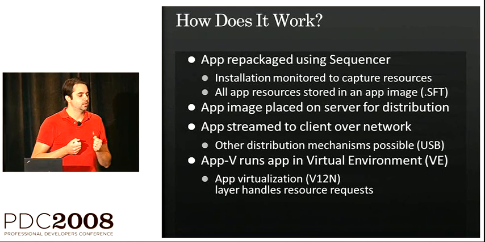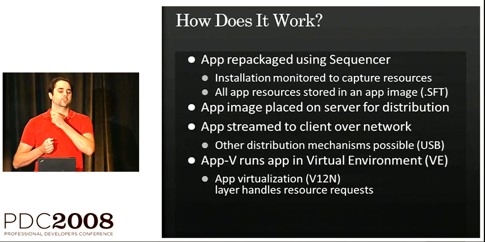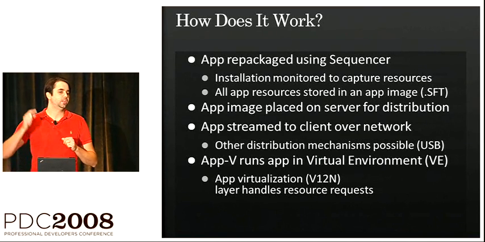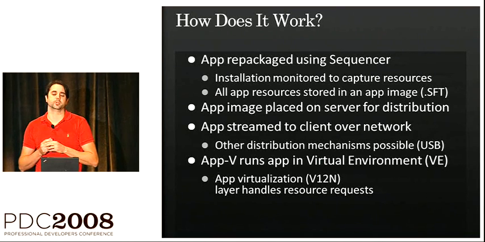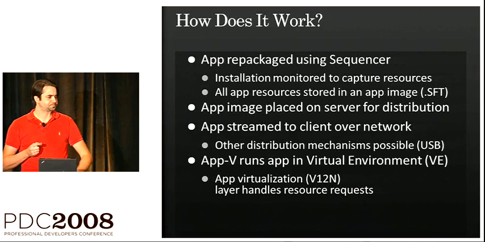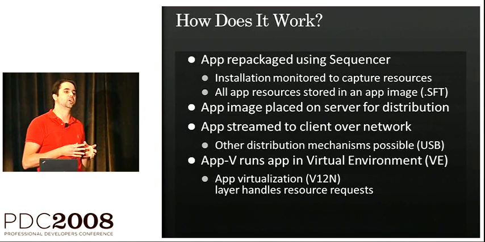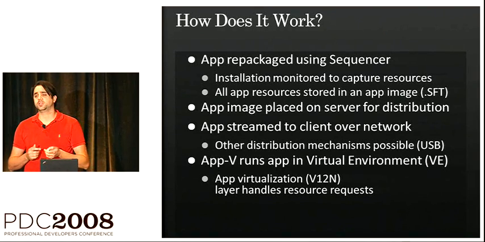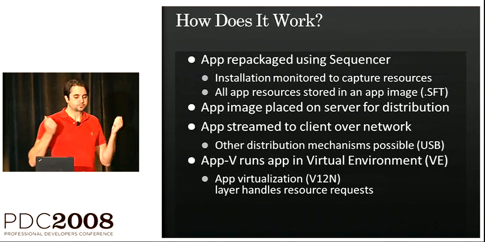And so, sequencing an application is pretty simple. You take up the sequencer and you say, I want to create a new virtual application. You give it a name and you say go. And then all you do is install the application however you normally would. Run an MSI, run a setup.exe, copy files, edit files, do whatever you would have to do to typically install the application. And when you're done, you tell our sequencer, I'm done, and that's it.